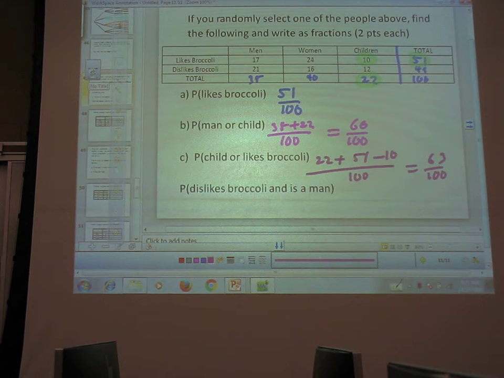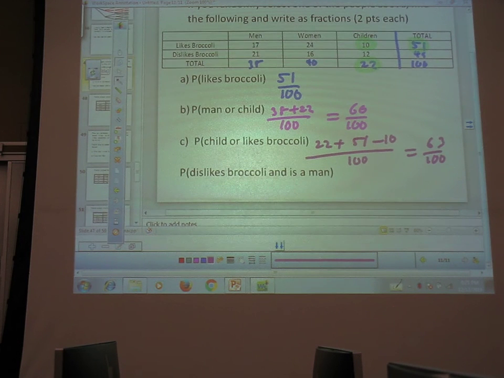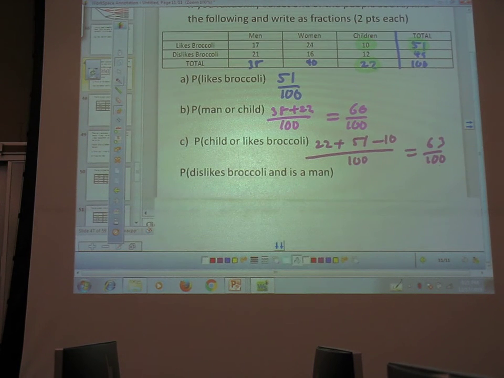Good that we're reviewing this? How about dislikes broccoli and is a man, is that the one you're thinking about? Yes. Okay, so we do multiply. So what's the probability someone dislikes broccoli, and that they're a man? Which one do you want to do first? Either's fine. So, man: 38 out of 100. So this is the probability of man.